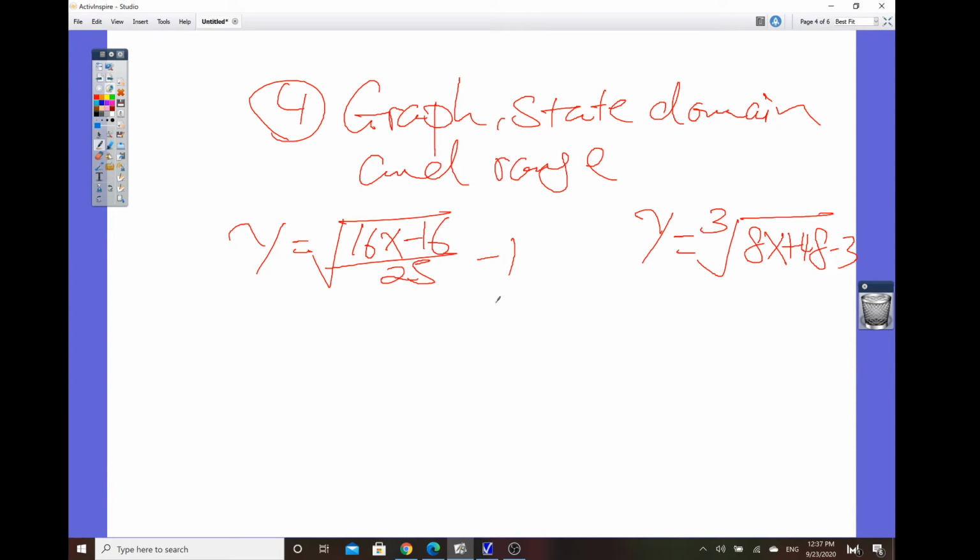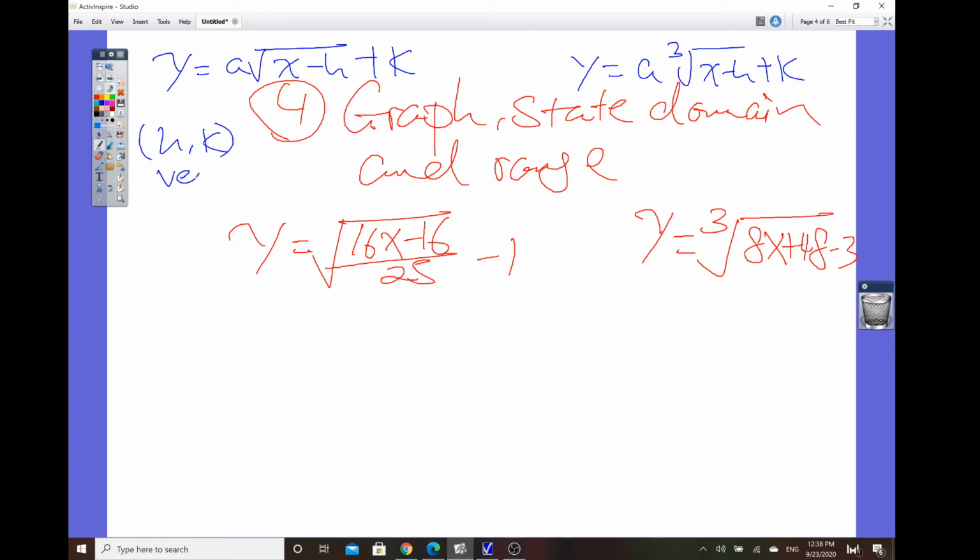And number 4, graph and state the domain and the range. So anytime that you deal with the graph, we do have two different types of radical. One is the even root, like square root. And the other one is the cube root, or the odd root. Okay? So the difference is the value of h and k. If that's an even root, then h comma k is always the vertex. If that's an odd root, h comma k is always considered the point of inflection. Okay, so that's something we talked about in the notes.